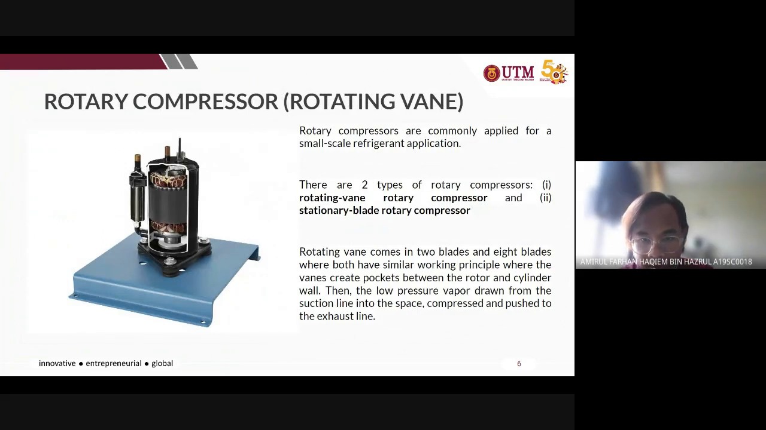So the second is rotary compressor. Rotary compressors or rotating vane compressors are commonly applied for small scale refrigerant applications. And then there are two types of rotary compressor, which are rotating vane rotary and stationary blade. So I will explain first the rotating vane.